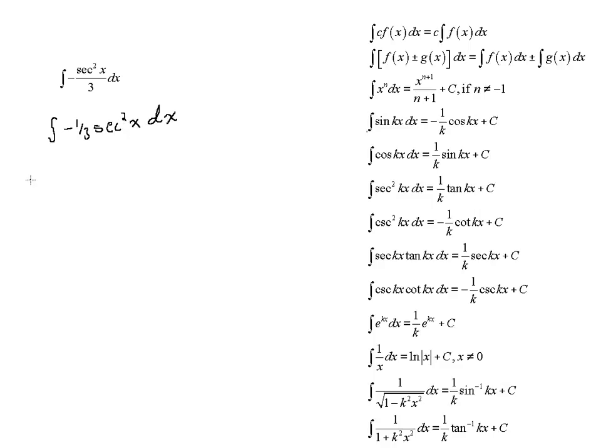So we can actually bring that constant out in front. So we have negative 1/3 times the antiderivative of the secant squared of x dx. So now we know that that constant is just going to hang out. So now we can look at these formulas over here, or we can just ask ourselves, what function's derivative is the secant squared of x?